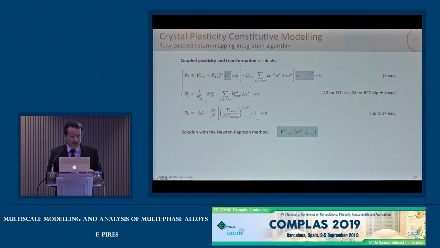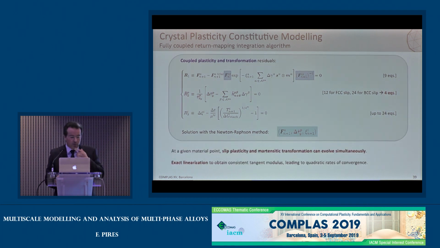One thing that we've realized is that if all slip systems follow the same hardening curve, which is commonly assumed for FCC and BCC, it is possible to create coplanarity groups among the slip systems, and we can reduce this number of equations to only 4 equations. And this accelerates significantly the Newton-Raphson procedure at the Gauss point because the number of equations is quite large. So we have a system of equations where we have fully coupled slip plasticity and martensitic transformation. They both evolve simultaneously. We have linearized it to obtain a consistent tangent modulus, and we have quadratic convergence.